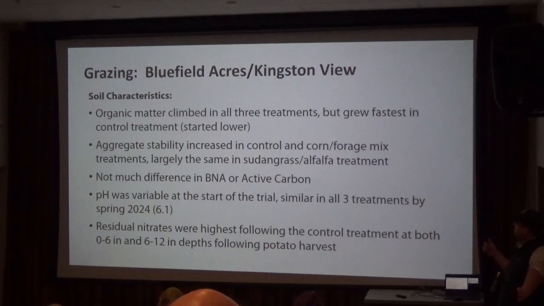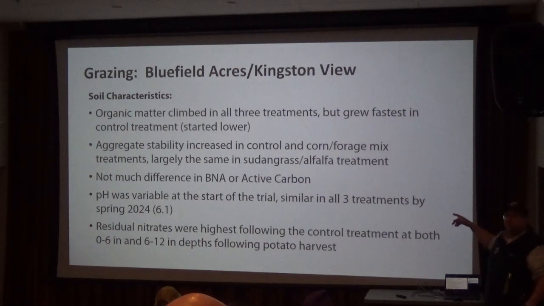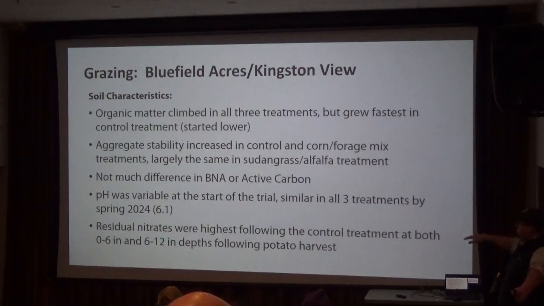The aggregate stability increased the most in the control and the corn and forage mix, which again, I did not expect because the Sudan grass alfalfa, deeper rooted stuff, I thought maybe it would be a little better. And actually the corn forage mix, that had the most amount of tillage. So I expected the aggregate stability to be lower, but it did increase. There wasn't much difference in the other soil health metrics. pH was very variable at the start. It got to be basically the same in all 3 treatments by the end.